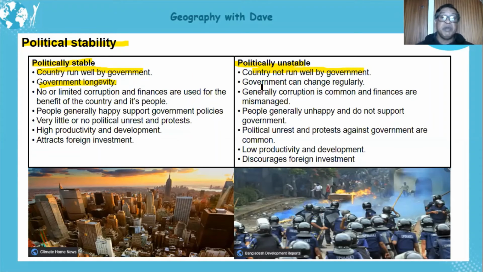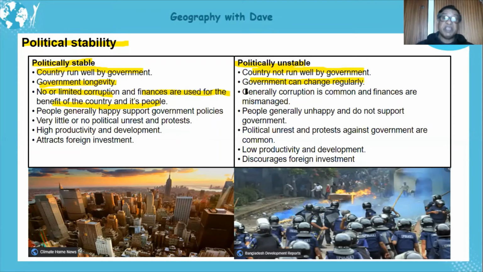Whereas in an unstable one, governments can change regularly. And we do have situations where we have dictatorship in some countries, where there's one president over so many years, you understand, and there's no real democracy. They can go on with the same president for maybe 20 or 30 years and he may not be chosen by the people, okay? There's no or limited corruption, and finances are used for the benefit of the country and the people.